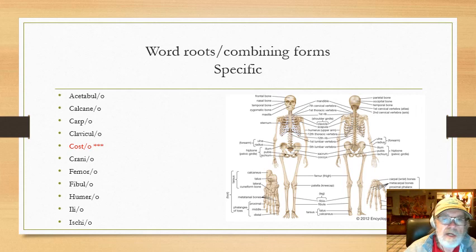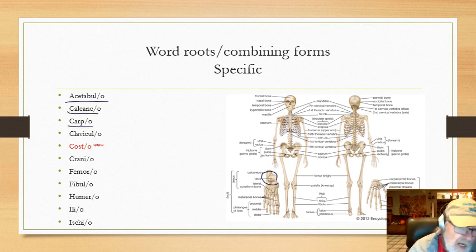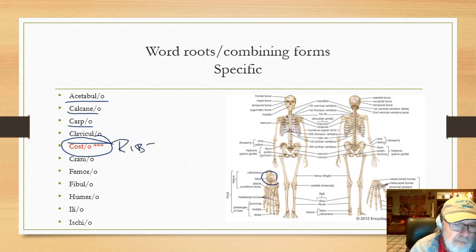And then these words right here are basically taking the vocabulary words that we had before and making them into combining forms. Obviously, acetabulo means acetabulum. Calcaneo means calcaneus or heel bone. Carpo means carpal. Claviculo means clavicle. Costa we didn't have. Costa was one that I put here in red with different stars. And that means ribs.